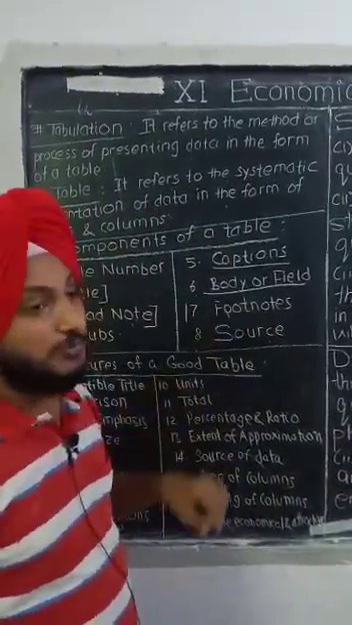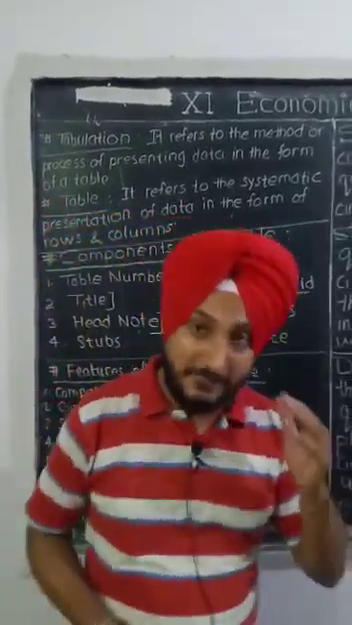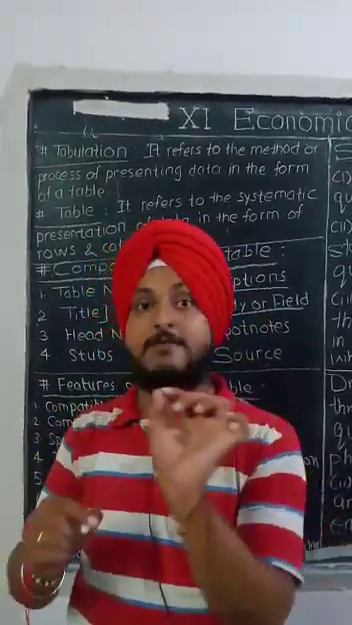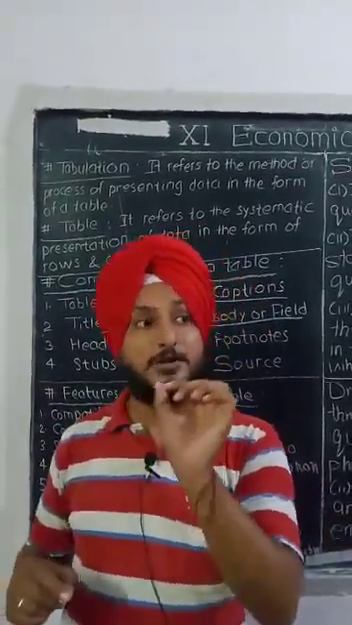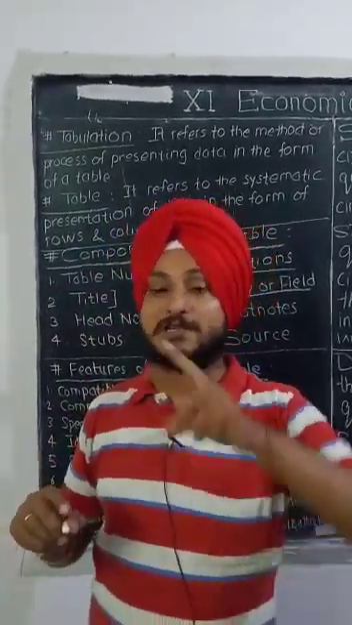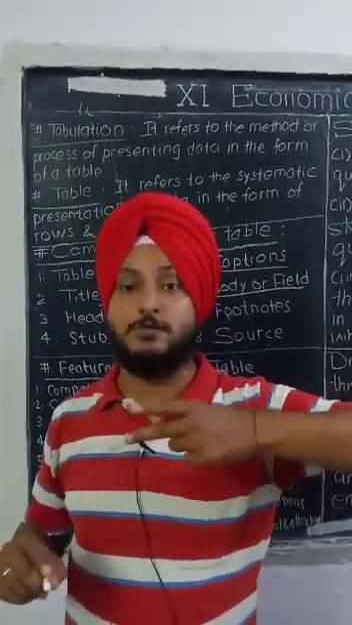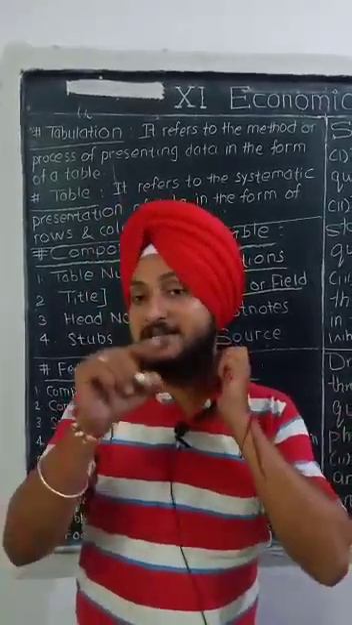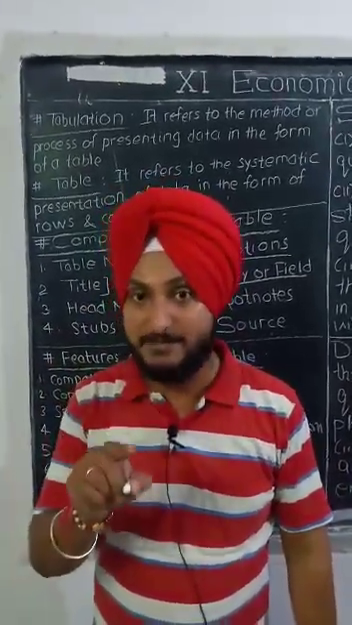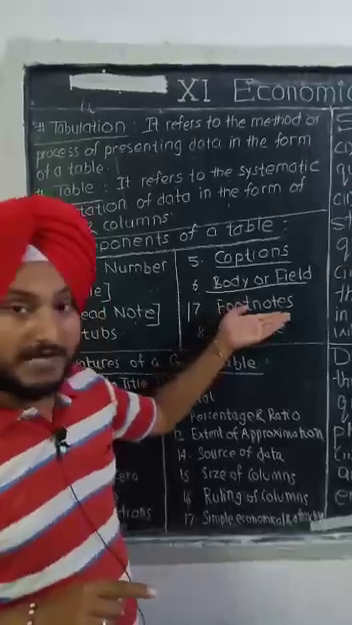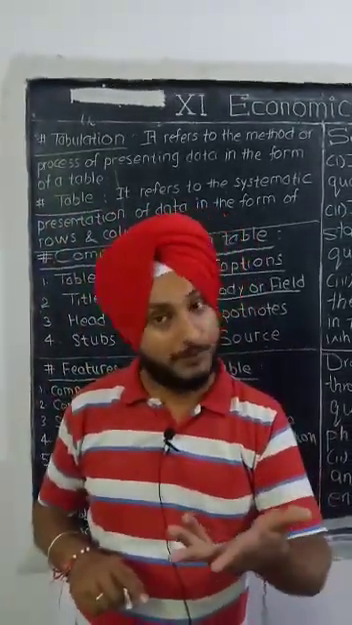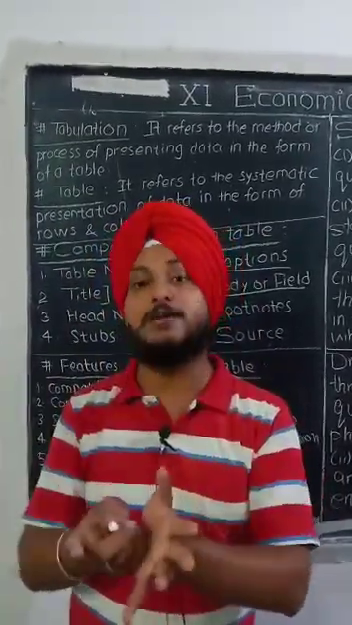Then footnotes. At the end of the table, where is our foot? At the body, at the last. So at the last of the table we have a footnote, where you mention special things, for example, Punjabi and mathematics are a choice for our students. So the red pen is offering Punjabi marks, the blue pen is offering mathematics marks. Footnotes are for that. And sources: the source from where you have collected the data. So these all are the 8 components of a table.